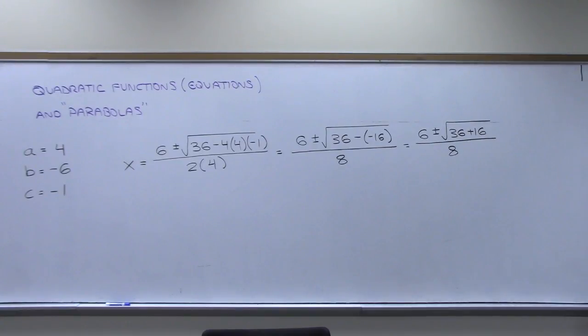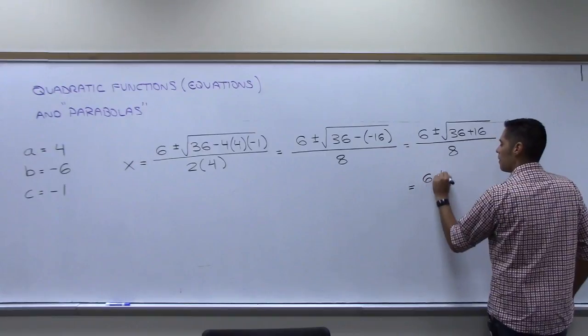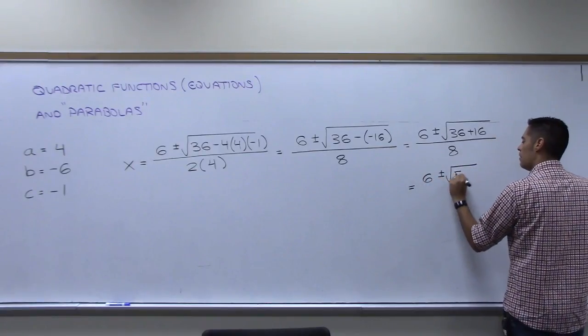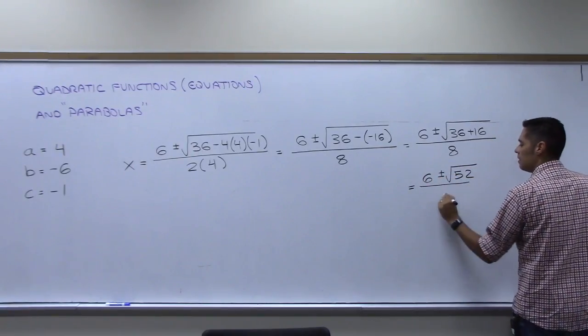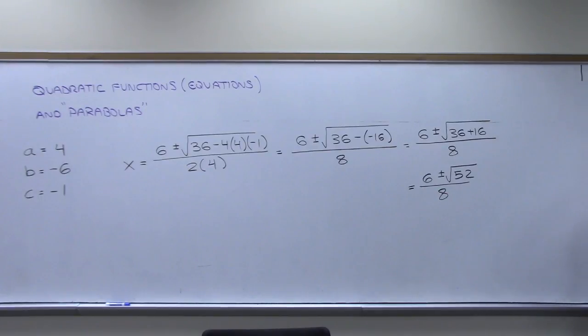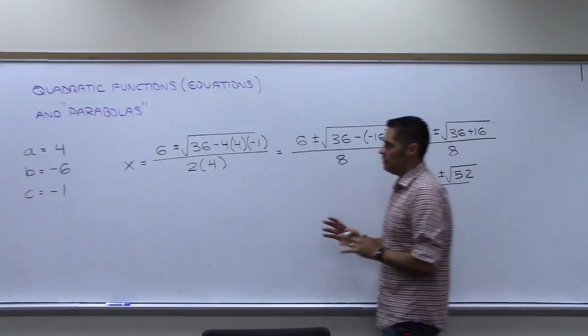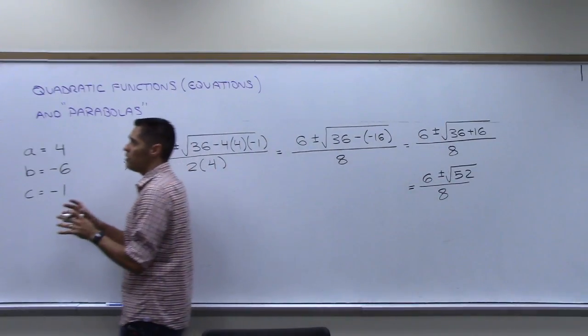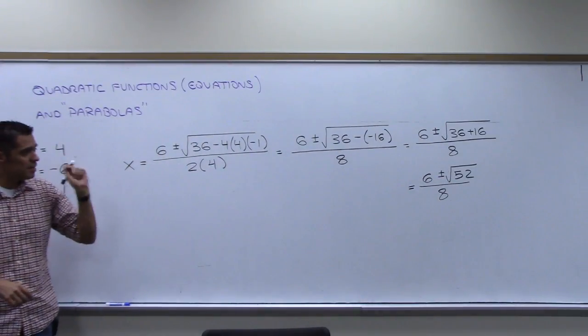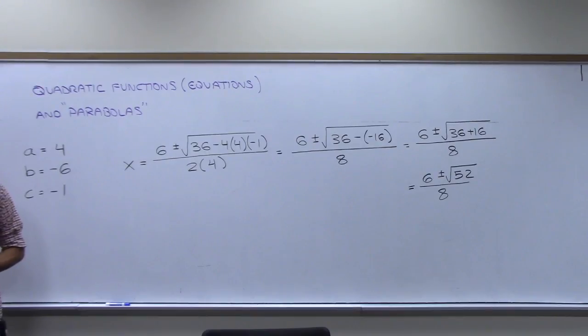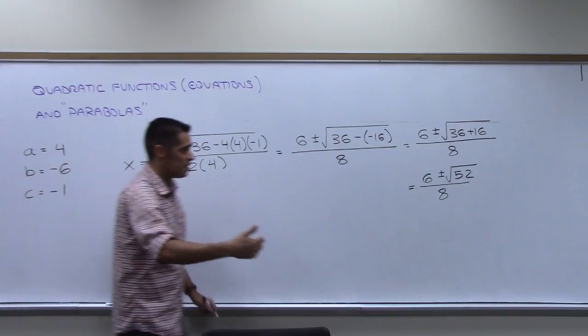36 plus 16 is 52. Square root of 52 over 8. That's where we are right now. Now that would be correct on a test. If I gave you this problem, I said solve this quadratic equation, that would be correct as long as that 52 can't be broken down further. So this is what we started class with last time.